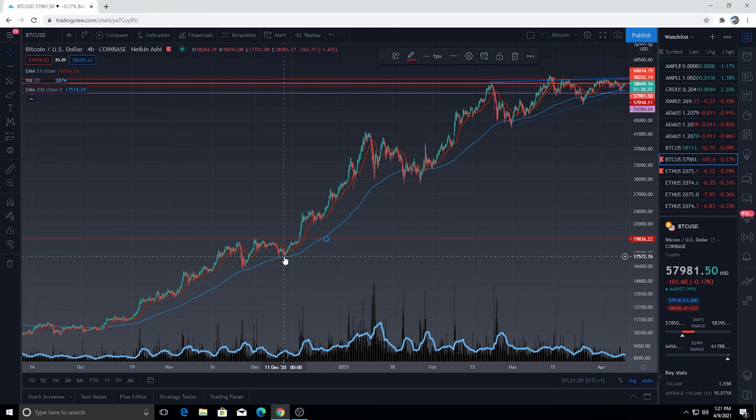So it touched on the EMA, perfect time to buy. You can dollar cost average. You don't have to buy all at once. You shouldn't. Lots of times when I'm buying, I'll do 0.1 Bitcoin, 0.1 Bitcoin, 0.1 Bitcoin. I'll just wait an hour, 0.1 Bitcoin.